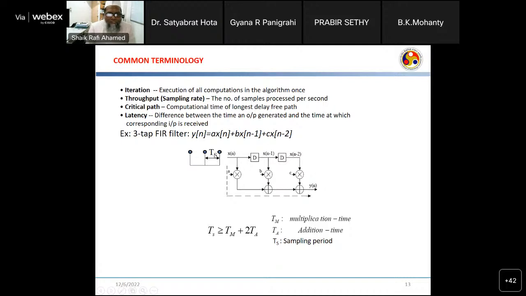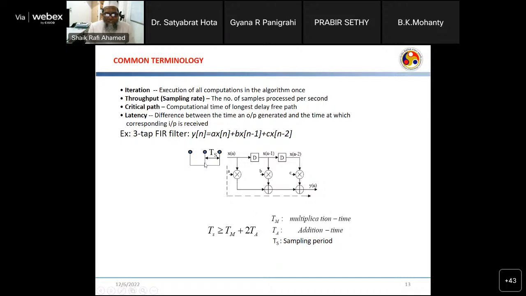Now, who is going to decide the spacing between two successive samples? It is the critical path, which is defined as the computation time of the longest delay-free path. So here, if I consider this particular 3-tap FIR filter, along this dashed line there is no delay at all. There is a multiplier, one adder, another adder. So the total computation time of this delay-free path is Tm plus 2Ta, where Tm is the multiplication time and Ta is the adder time.